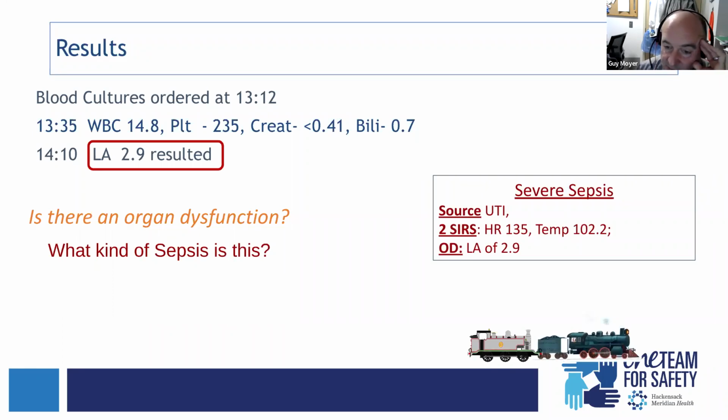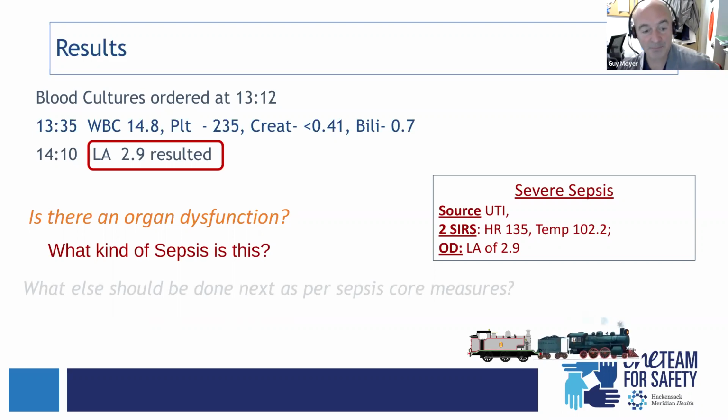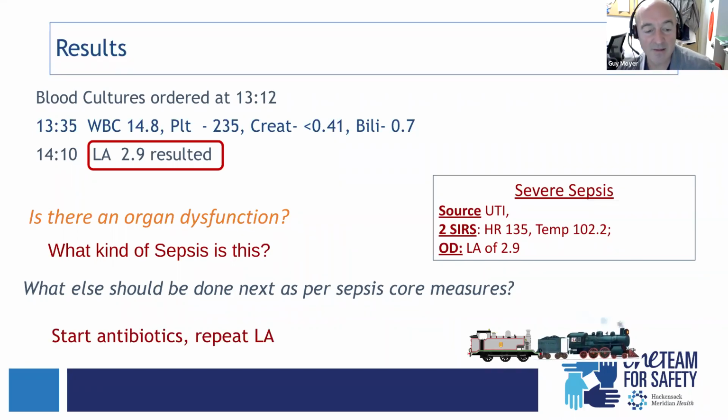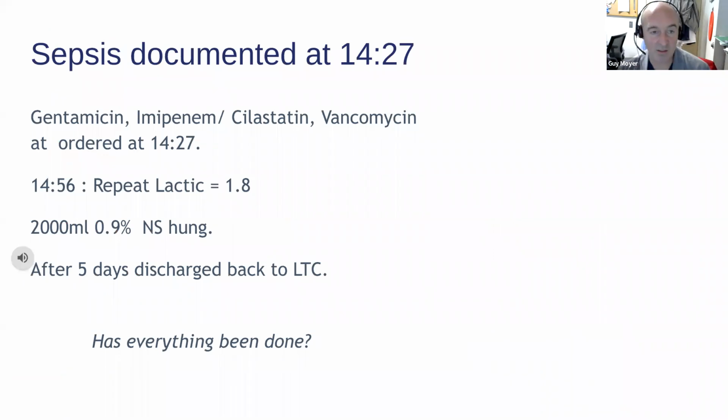Severe sepsis, right? We have our urinary tract infection as our diagnosis, our 2 SIRS criteria, which is your elevated heart rate and your elevated temperature. And in addition, there's a sign of organ dysfunction because your lactic acid is greater than 2. It's 2.9. What else should be done as per your sepsis core measures in the sheet that I handed out earlier? So you want to start your antibiotics and you want to repeat your lactic acid. So that's your 3-hour bundle in use, right? You drew your labs, you make sure that you start your antibiotics within 1 hour after you send your blood cultures and your urine cultures or whatever else you're going to send a culture on.